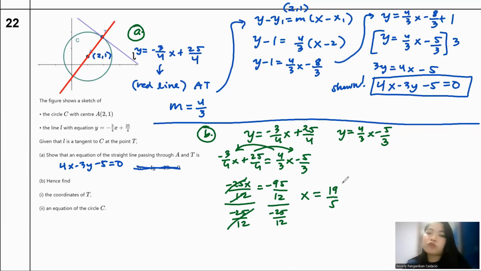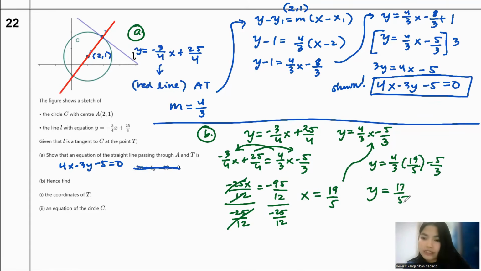And then what I'm going to do is I can put it in any other equation, but maybe I'll just put it here. y is equal to 4/3 multiply 19/5 minus 5/3. Put that in calculator. Your y is equal to 17/5. So meaning to say, the coordinates of my T will be, combining them, 19/5, 17/5, and that will be my T.